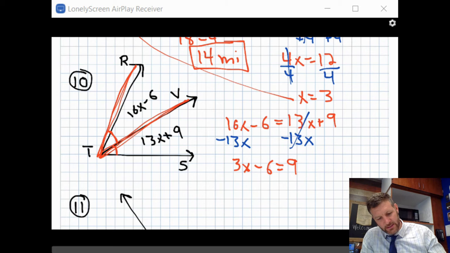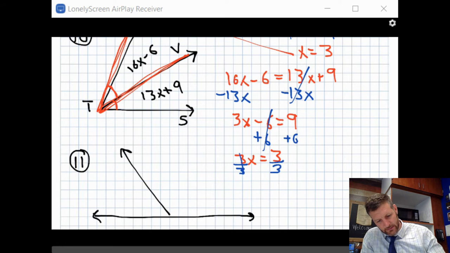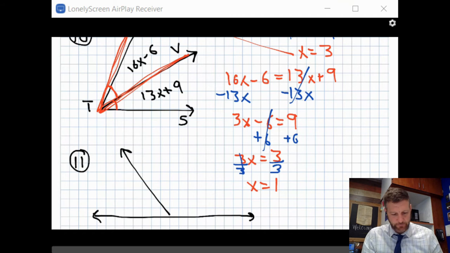Now I want to get that constant to the other side, so I'm going to add 6 because that's the opposite of subtracting 6. Do that on both sides. Should always cancel out if you're doing the right operation. So now we're left with 3x equals 3. Well, you can allude to what it is, but we just would know for sure by dividing both sides by 3. And so that means that x is equal to 1.